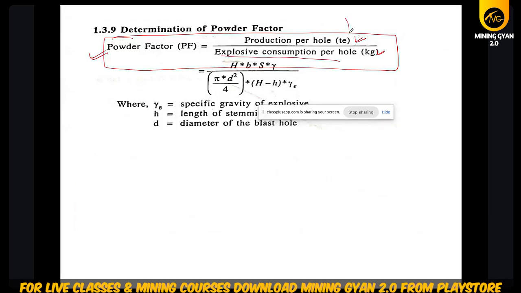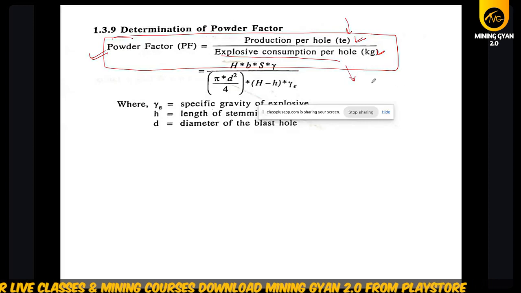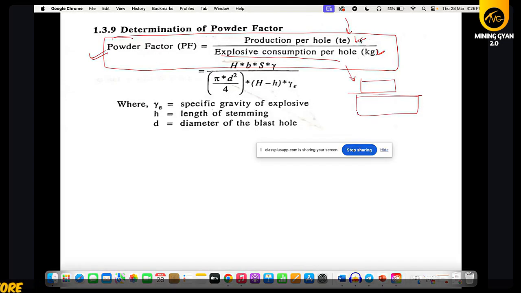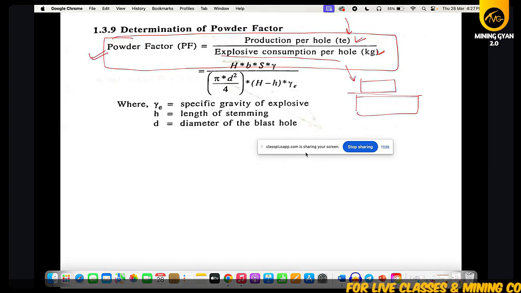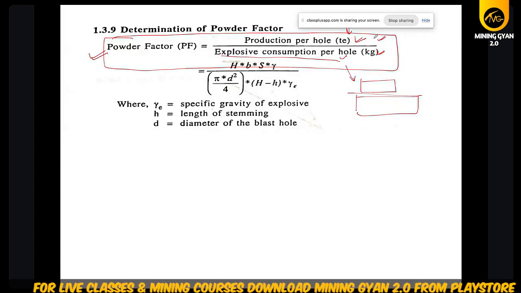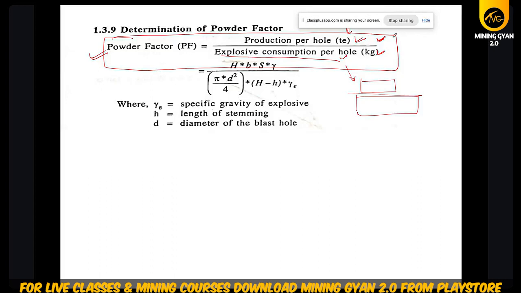Now you may say that in the last classes we discussed the amount of explosive used for how much production. Here you are using the hole, so it depends on the question what he wants to ask. If he asks about the hole, the basic formula is similar: the production divided by explosive. If he asks for the yearly, then you take the yearly production and the explosive. And here he is using the explosive per hole.